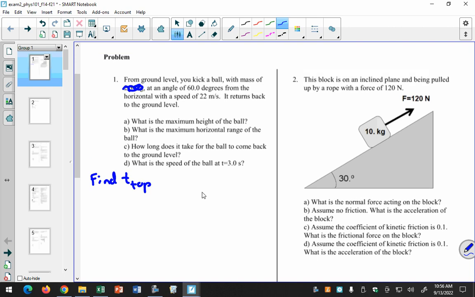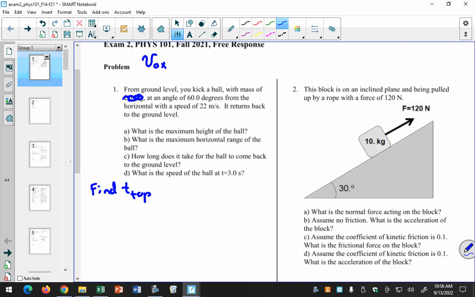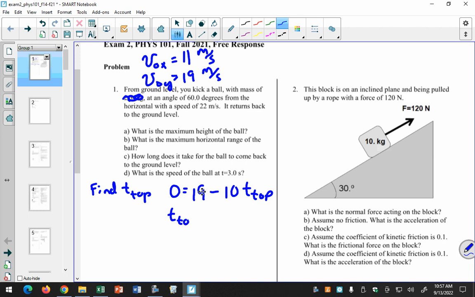Actually, I'm going to go ahead and calculate my v naught x and my v naught y up here, just because I'm going to need those. I get 11 and 19 meters per second. That was 22 cosine of 60, 22 sine of 60. Find t top. I say 0, that's vy at the top, is equal to v naught y, that's 19, minus ay, that's minus 10, times t top. So t top is 1.9 seconds.